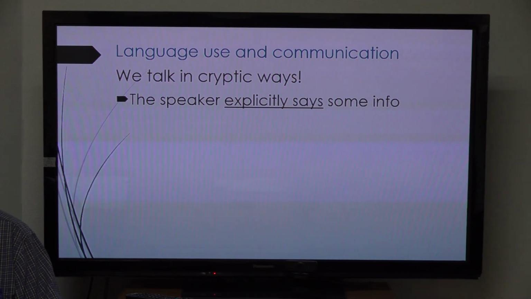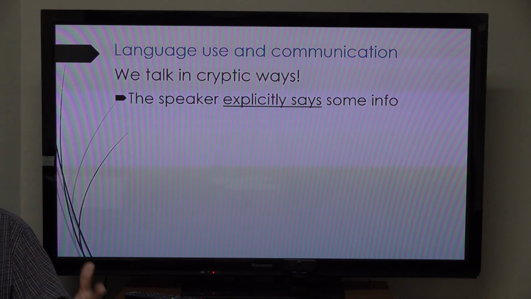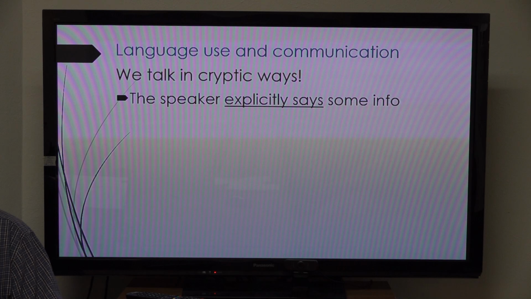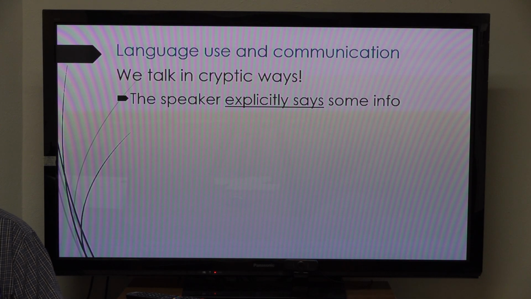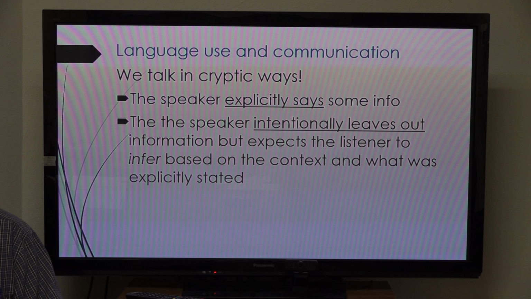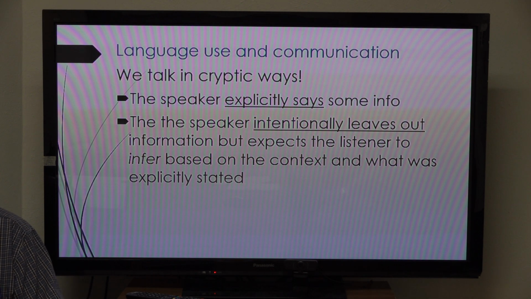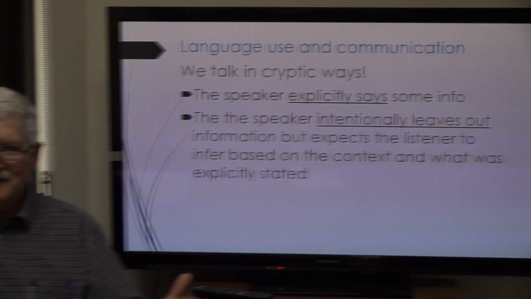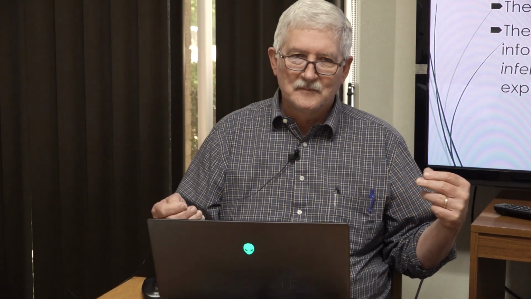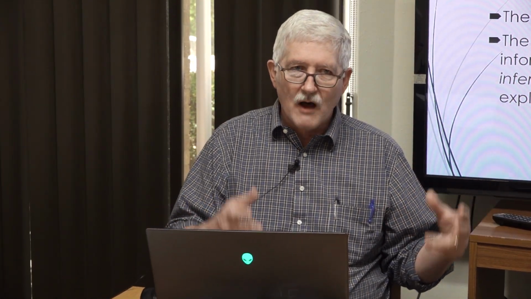And the speaker says some things that are explicit. They come out and they say certain things, certain pieces of information. But then also, the speaker intentionally leaves out some things, and they expect the listener to infer or to figure out based on the context and based on what was explicitly said and based on some other factors. Yeah, so this whole thing of being cryptic, a lot of it is based on what's not said.